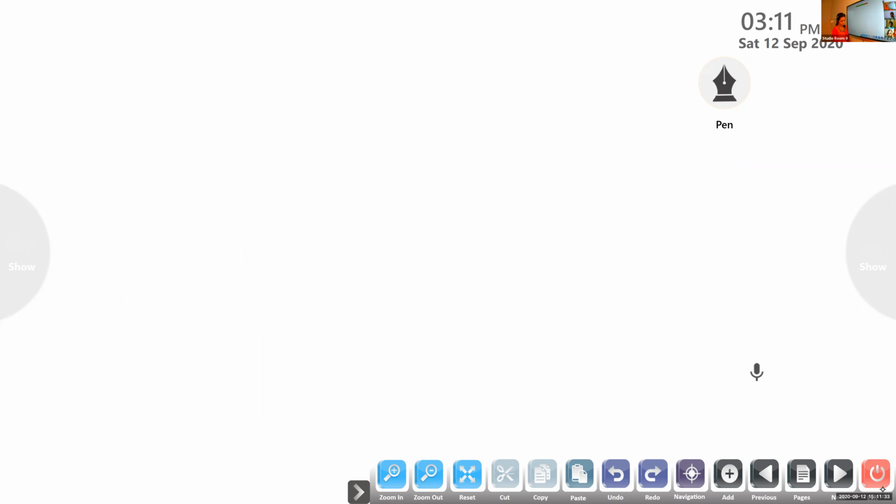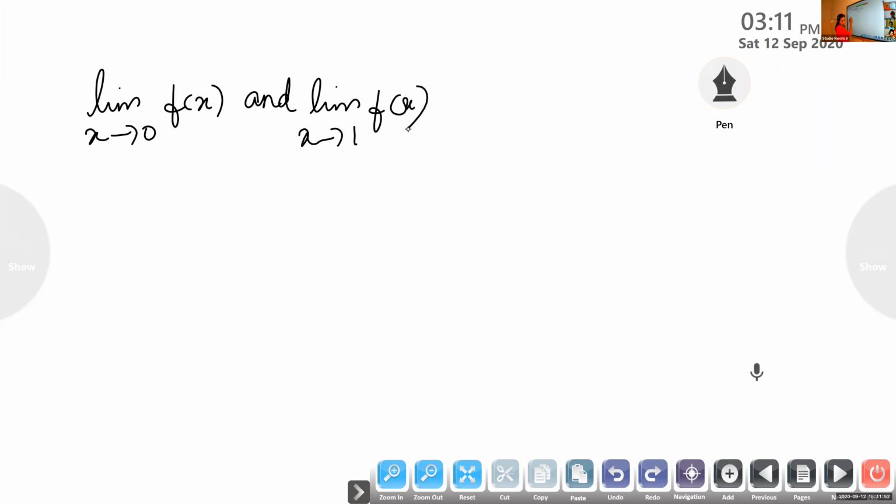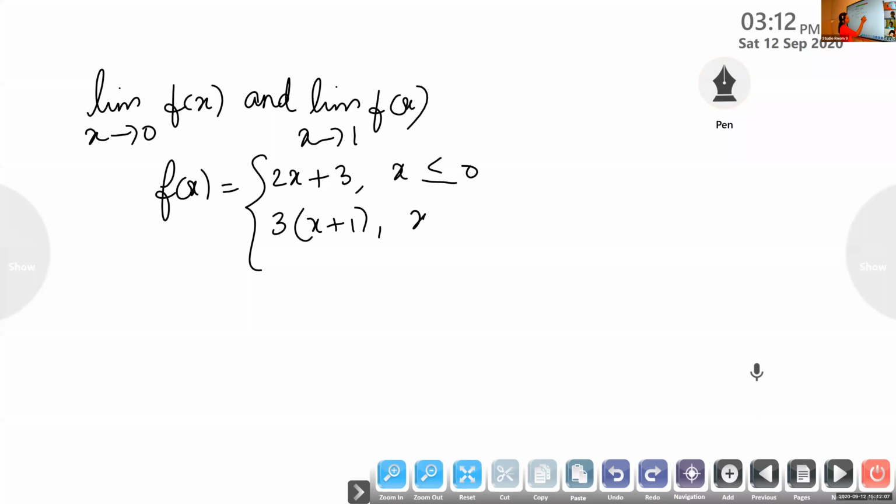So now let's move on to the next question. Find the limit as x tends to 0 of f of x and the limit as x tends to 1 of f of x, where f of x is equal to 2x plus 3 when x is less than or equal to 0, and 3 into x plus 1 when x is greater than 0.